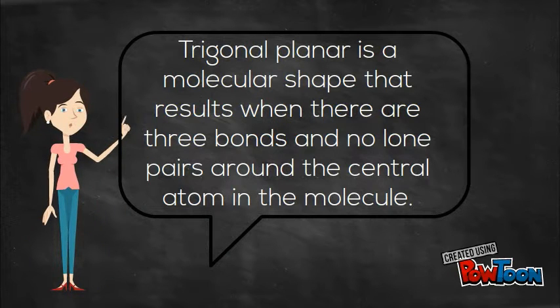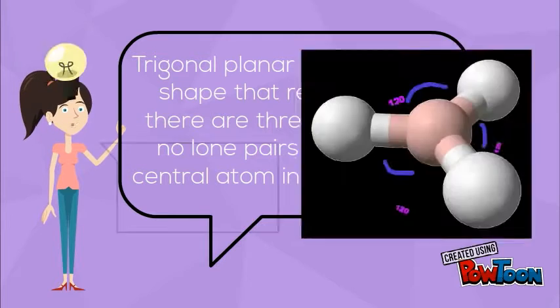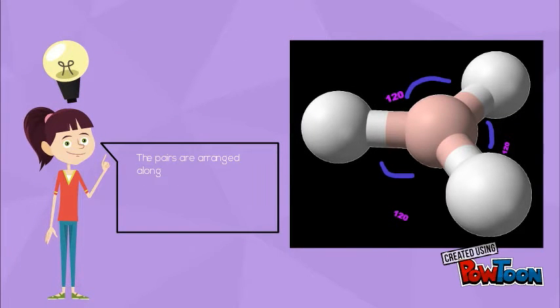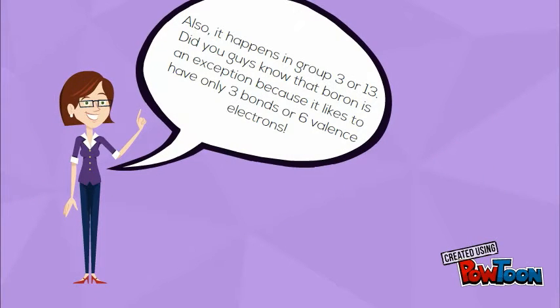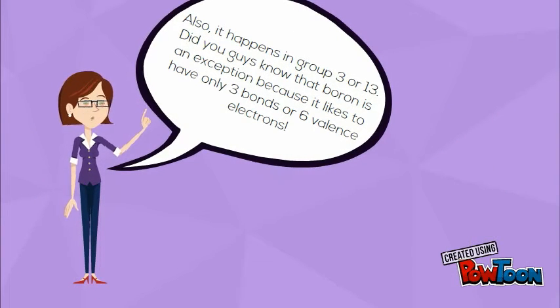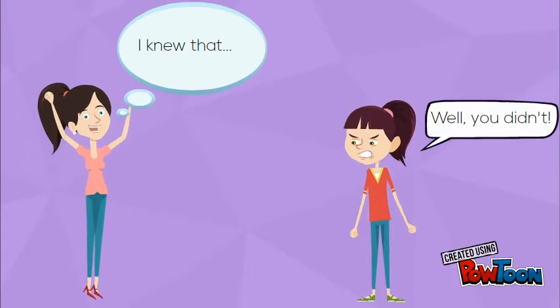Trigonal planar is a molecular shape that results when there are 3 bonds and no lone pairs around the central atom in the molecule. The pairs are arranged along the central atoms with 120-degree angles between them. Exactly. Also, it happens in group 3 or 13. Did you guys know that boron is an exception because it likes to have only 3 bonds or 6 valence electrons?